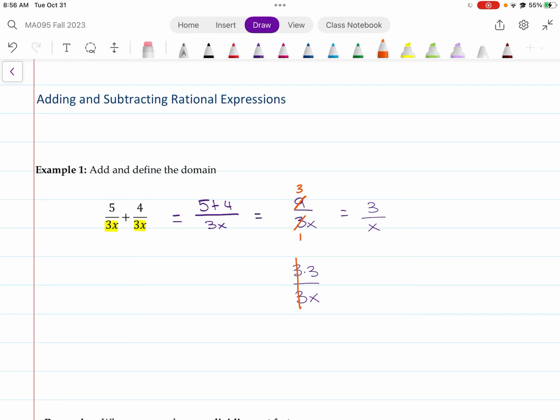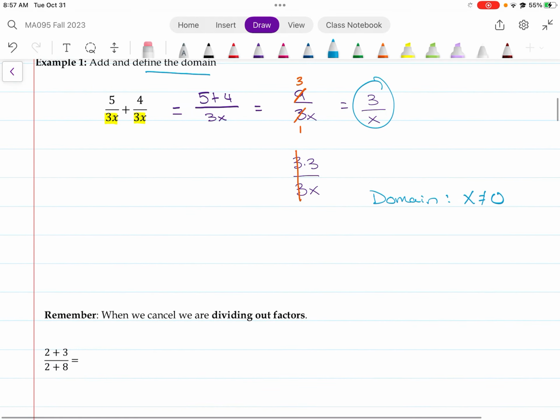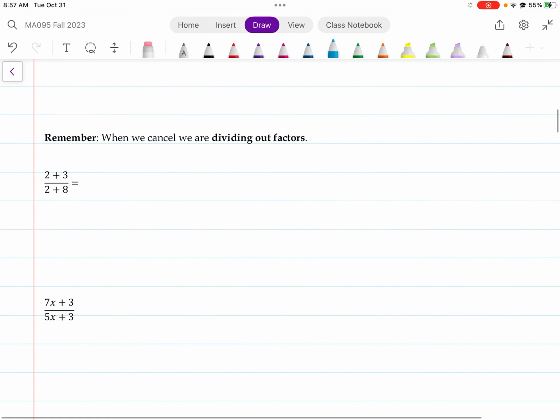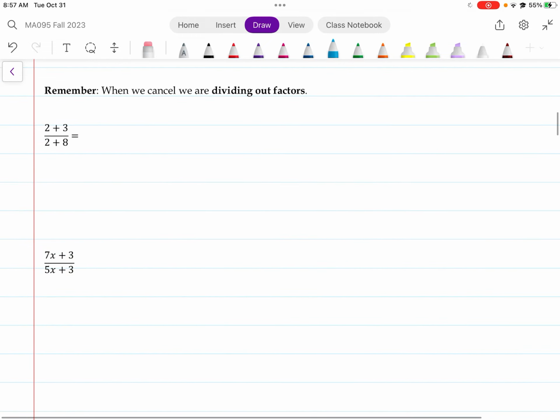So what is the domain of this one? It says to define the domain. Let's just say what x can't be. What is the one thing that x cannot be here? Well, x cannot be 0, because you can't divide by 0. That is going to rule all of the domains for rational expressions. The denominator can't be 0.